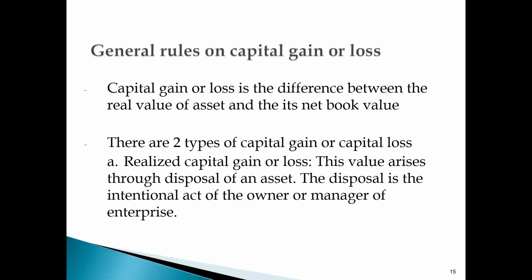Okay. So the capital gain or loss is the difference between the real value of an asset and its net book value. This is not new for you. This kind of definition also exists under the accounting rule, right? The real value is the value that you can get from disposal or selling of the asset, minus the book value. But under tax law, they define two types of capital gain or capital loss: realized capital gain or loss. Okay, talking about realized capital gain or loss.